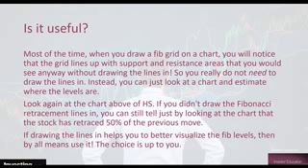Now, most of the time when you draw a fib grid on a chart, you will notice that the grid lines up with support and resistance areas that you would see anyway without drawing the lines in. So you really do not need to draw the lines in. Instead, you can just look at the chart and estimate where these levels are. Look again at the charts for the high swing. If you don't draw the Fibonacci retracement lines in, you can simply tell that the stock has retraced 50%, because you would draw the lines, you just don't have to draw those colored zones in there.